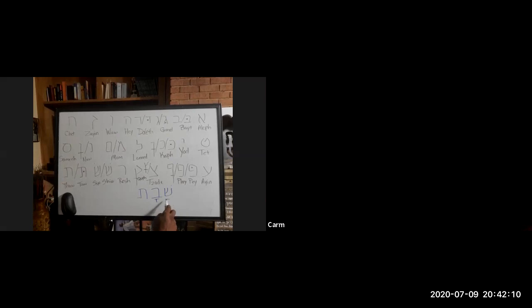So you have your patach in Shabbat. This is the reason. And this actually has a dot, which doubles the letter. So this is why they spell it that way, and I don't know why they spell it with an S instead of a C. Transliterated, it is pronounced like this: Shabbat, Shabbat, with the TH.